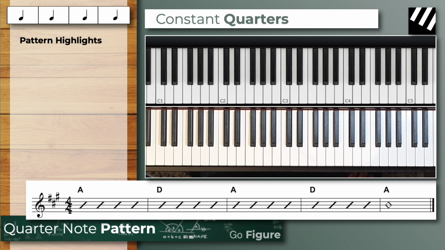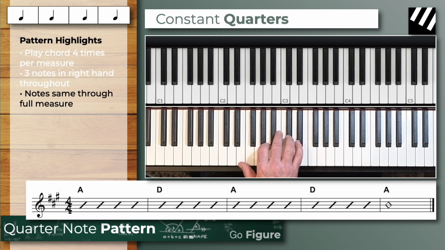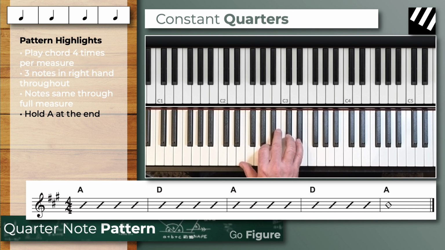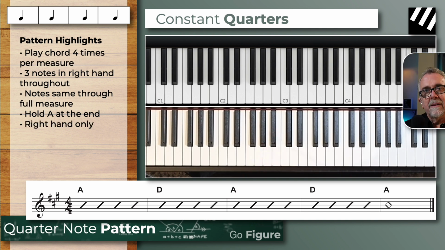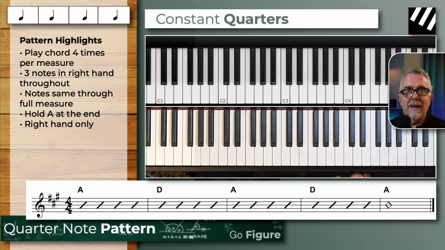Here's a look at highlights for the constant quarters pattern. You'll play a chord 4 times per measure. There'll be 3 notes in the right hand throughout the pattern, and within a measure, those 3 notes won't change. Rather than jumping around like this, you'll just stay on the same original position. And you can hold the A at the end. Finally, this exercise is only for the right hand. Throughout every pattern we look at together during this video, you'll be given a click track. 1, 2, 3, 4. It'll count you through a full measure, and then it will continue clicking throughout the pattern.